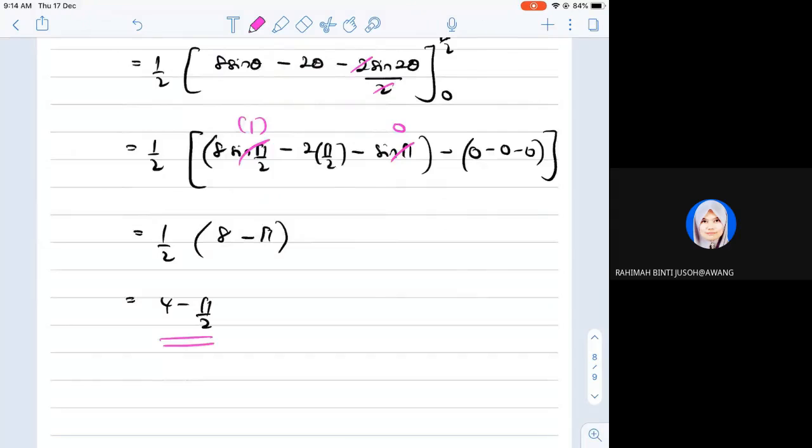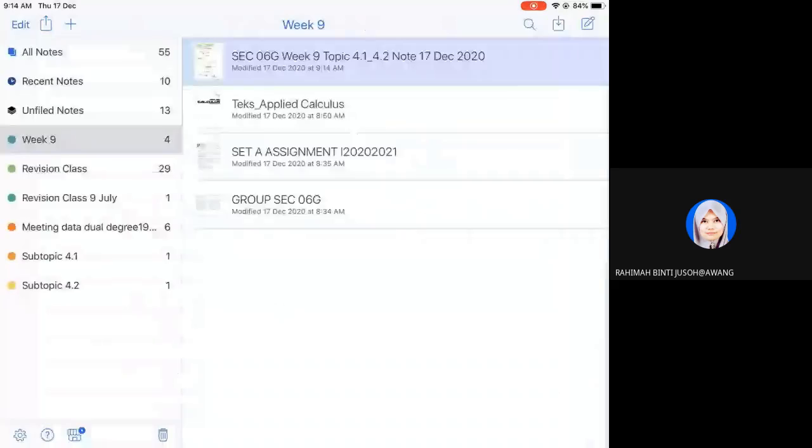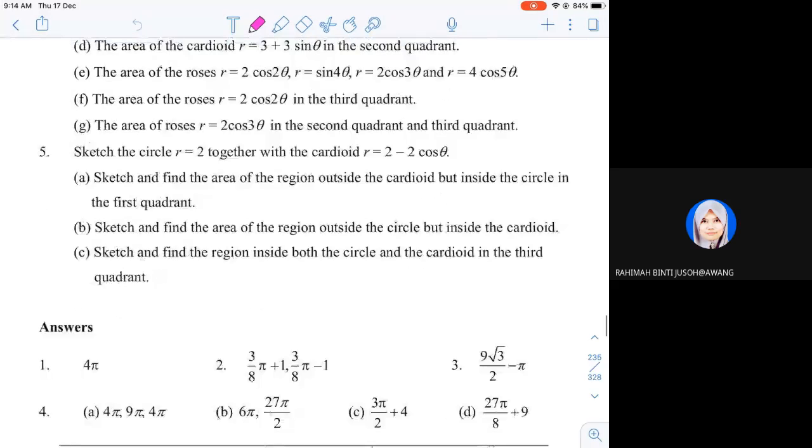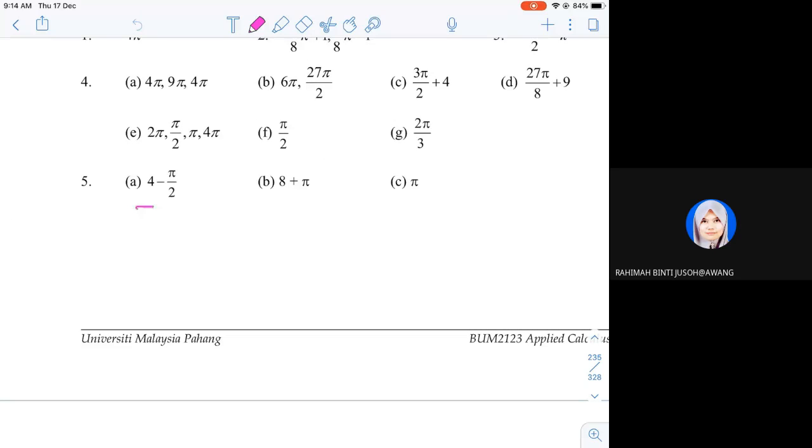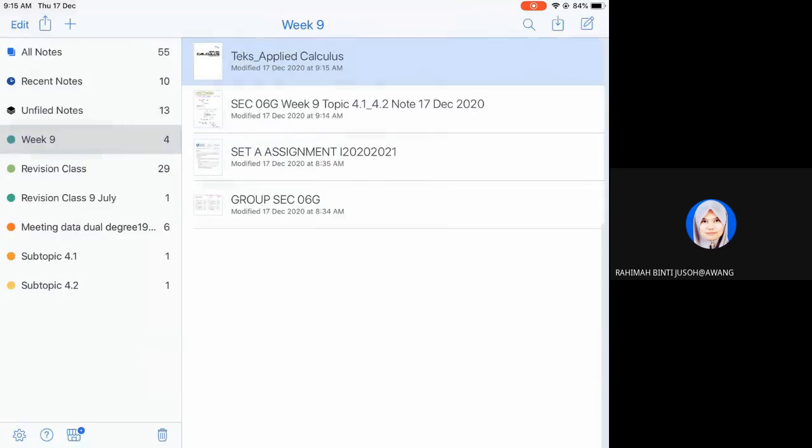4 minus pi over 2, is it correct? Question 5A. 5A, yes. Okay, 4 minus pi over 2. Alright.